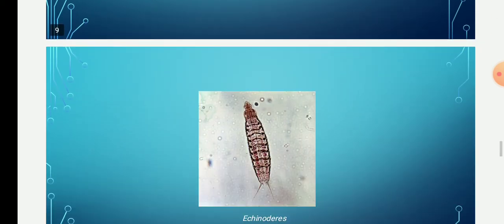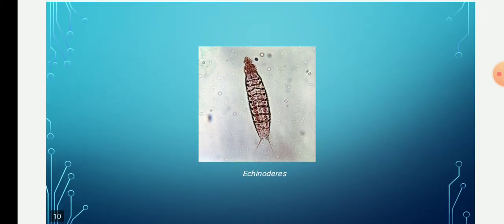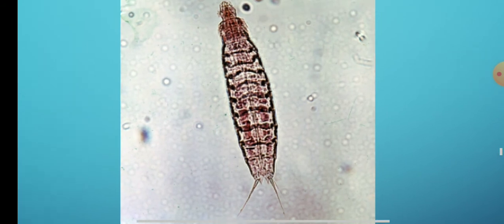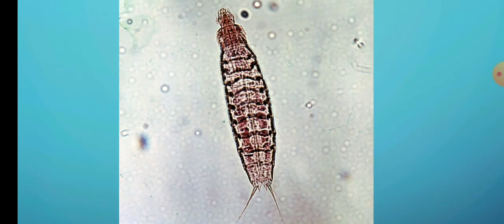This is the picture of the Echinoderes. In the picture we can see the body is superficially segmented, with the number of somites ranging from 13 to 14 somites. So each somite will contain a nerve ring, segmental ganglia, ventral cord and all.